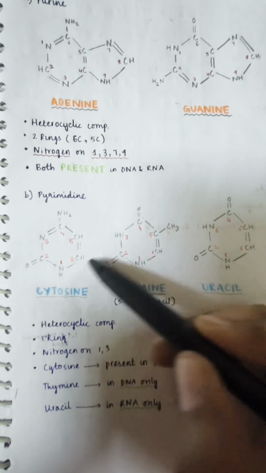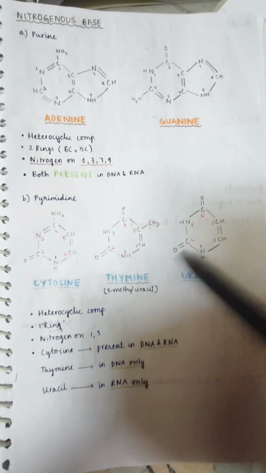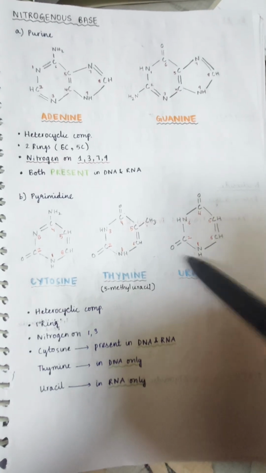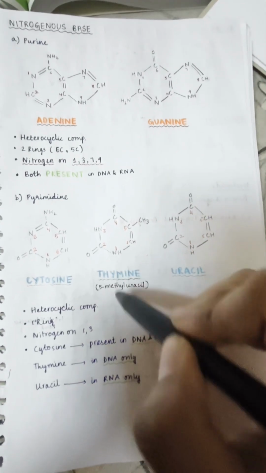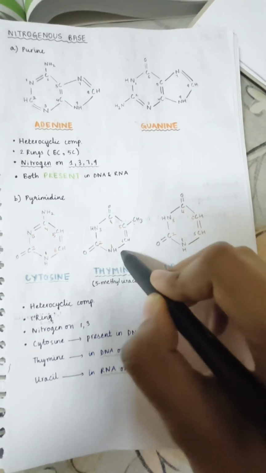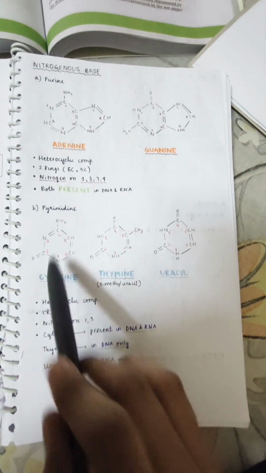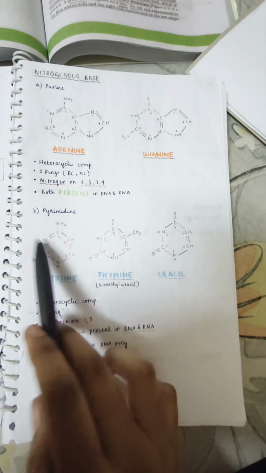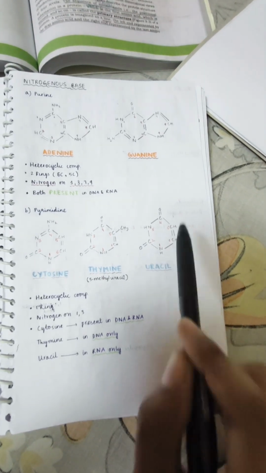Just look at the cytosine. It has 1, 2, 3, 4, 5, 6. At 1 and 3, you find your nitrogen. Just look clearly at uracil and thymine. You see that thymine has a CH3 more than uracil. So it's 5-methyl uracil, thymine. Remember this, very important. These are heterocyclic compounds, single ring, nitrogen at 1 and 3. And cytosine is present in both DNA and RNA. Thymine only in DNA. Uracil only in RNA.